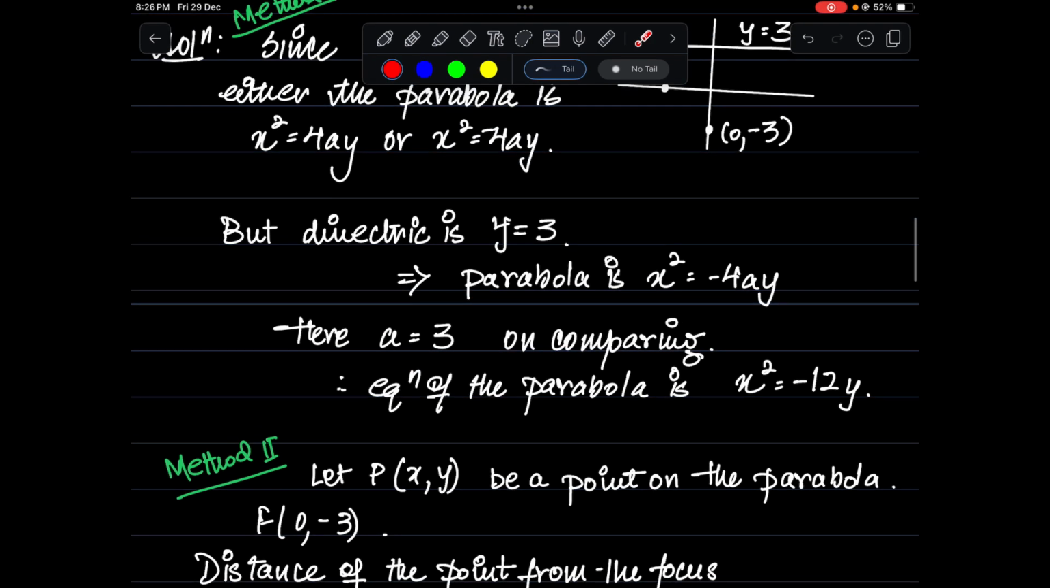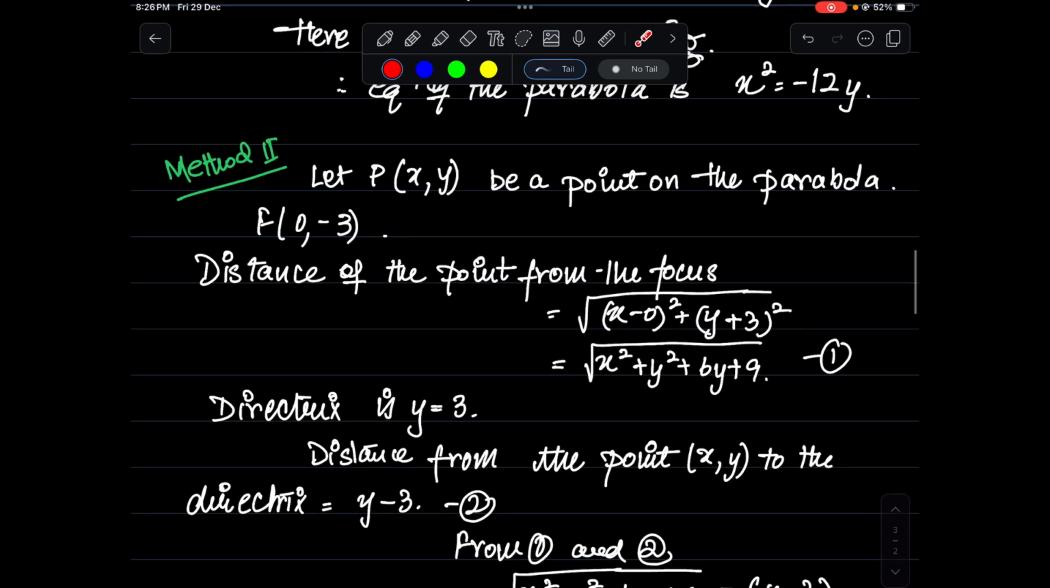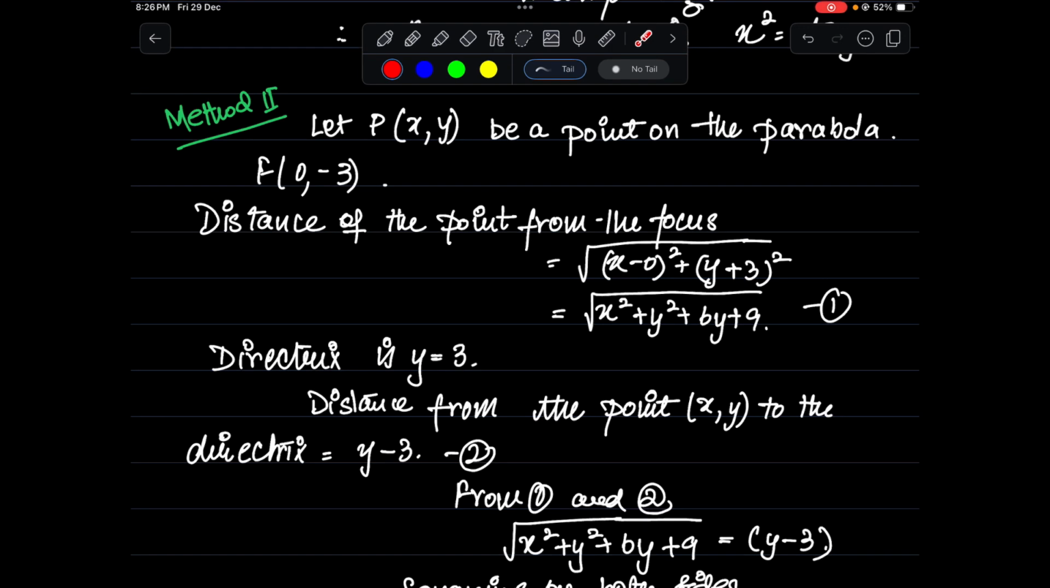So when you substitute it back in this, you will get 4 times 3 is 12. So it's minus 12y. x square is equal to minus 12y is the equation. Now the method 2 is, according to me, a very properly presented method.